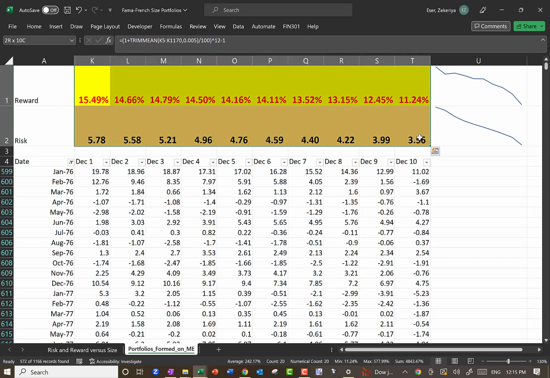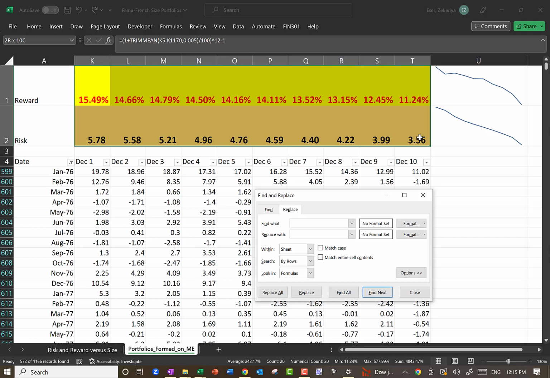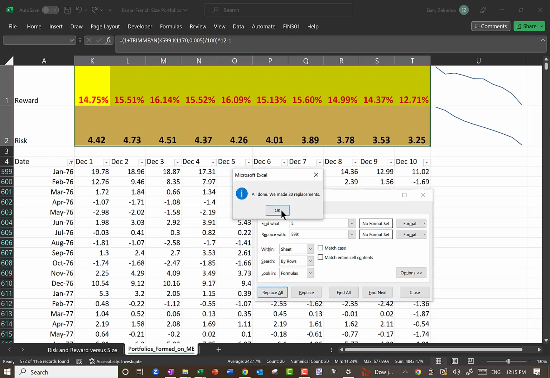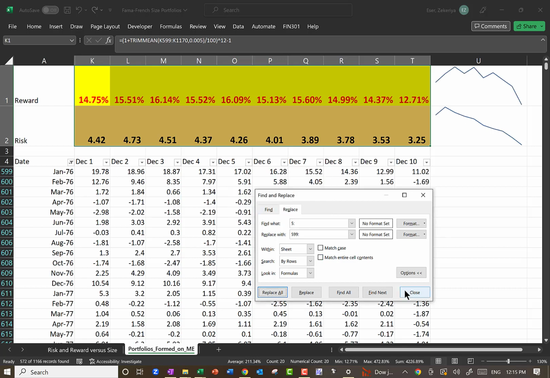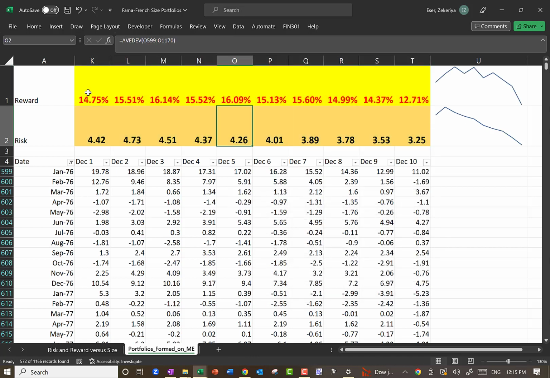So I'll do this. Control H is the global replace. Anywhere it sees 5 under 5 column, replace all. Okay. Now I basically updated all of these formulas.